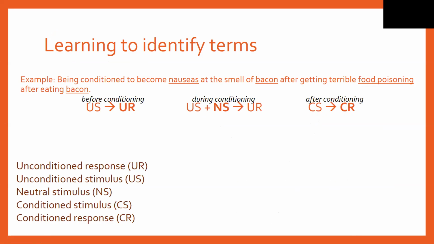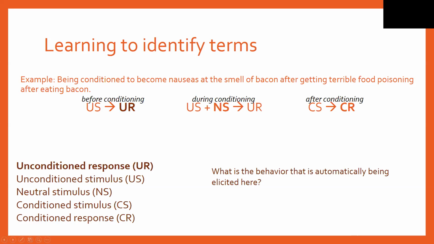So the first thing that we need to do when we're identifying examples is maybe underline or pay attention to the stimuli that are in the examples and the behavior that are in the examples. So in this example, we see nausea and bacon and food poisoning. Okay, so I've kind of underlined these things here so I can start thinking about them as we try to apply this to the example.